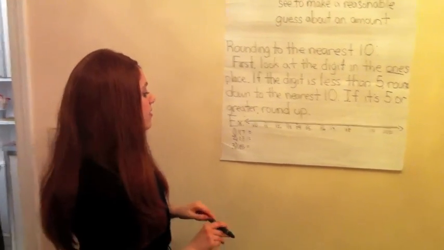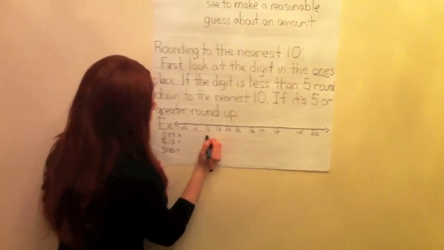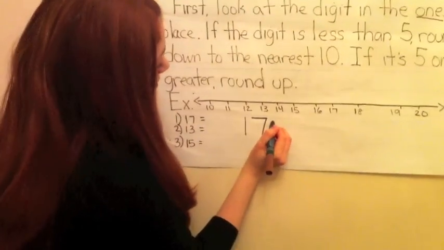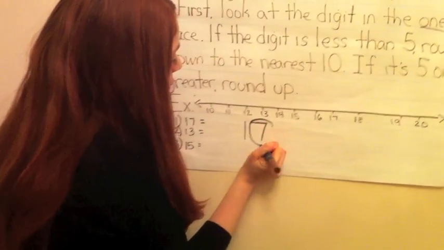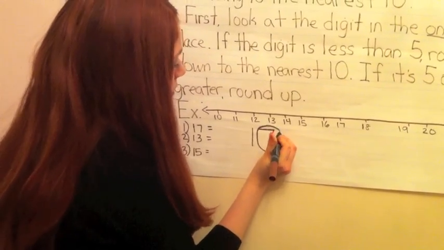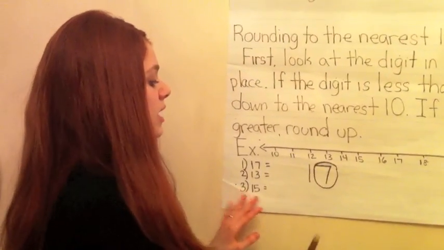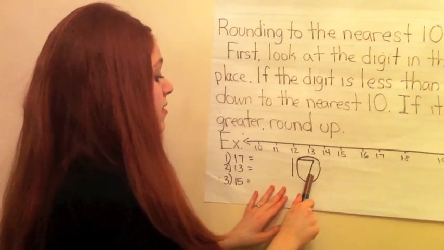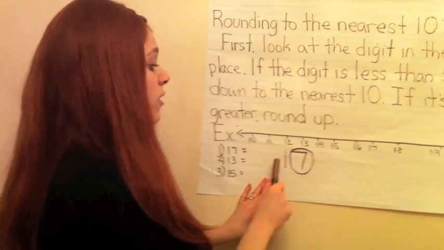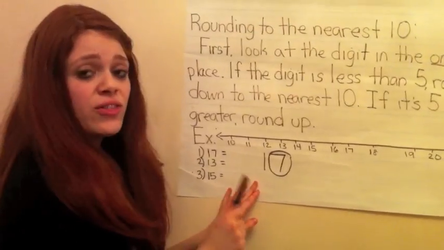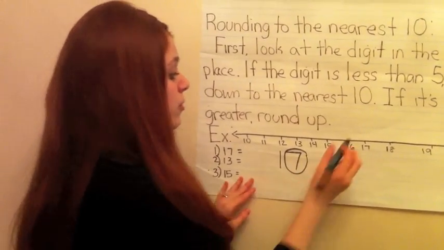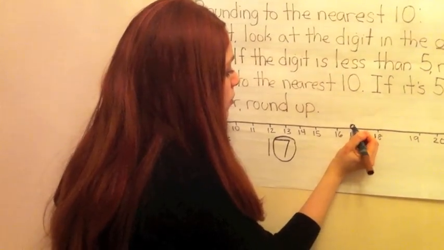So for example, let's take the number 17. We're going to look at the number, circle the number in the ones column. That always helps. Now, you have to look at this number and see, is the number 7 greater than 5 or less than 5? Now we know that the number 7 is greater than 5, which means we have to round up. This is number 17.